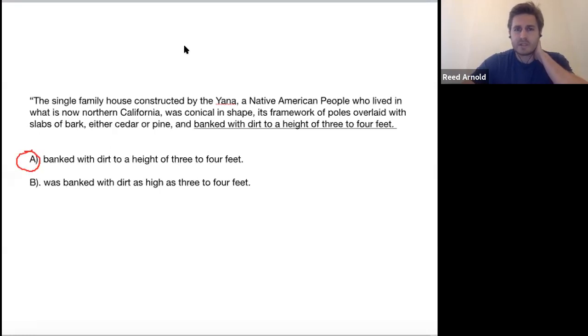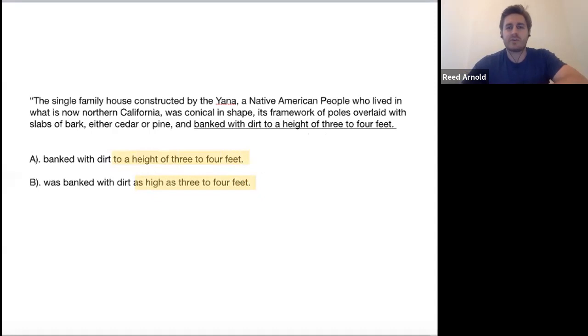One of them is the parallelism. And I think I actually used this example in my parallelism video. We have a marker joining two things. Well, what is being joined here? Am I trying to join banked and overlaid, things describing the framework of poles, or am I trying to join was banked and was conical, describing the house? This is a tough question, but it seems fairly clear to me that what I'm trying to bank with dirt is the framework of poles, not the house itself. But that's kind of tough, I will admit. That's because they're both grammatically correct to say. The thing I want to talk about in this lesson, though, in this particular problem, is this split of to a height of 3 to 4 feet and as high as 3 to 4 feet.